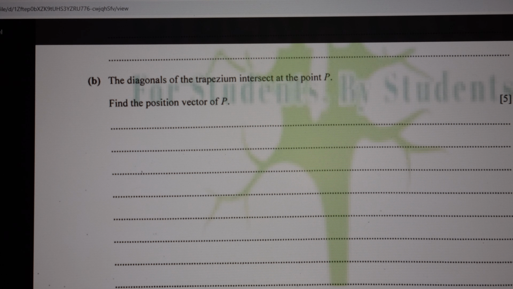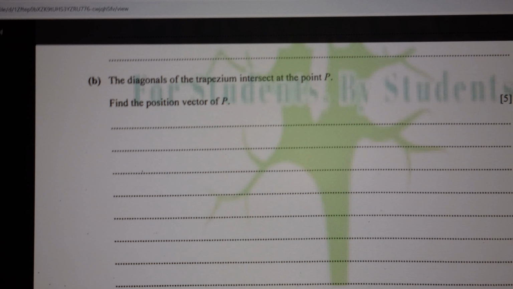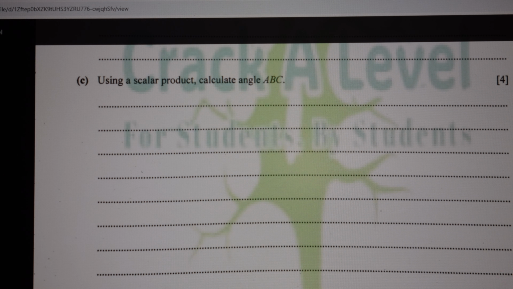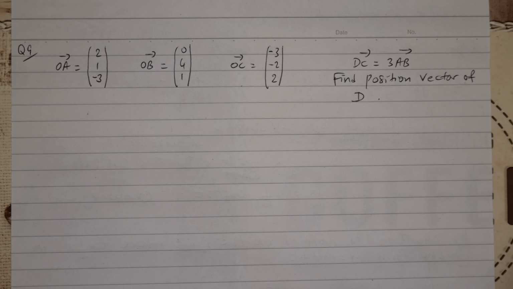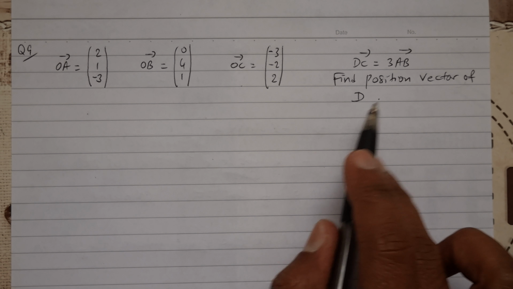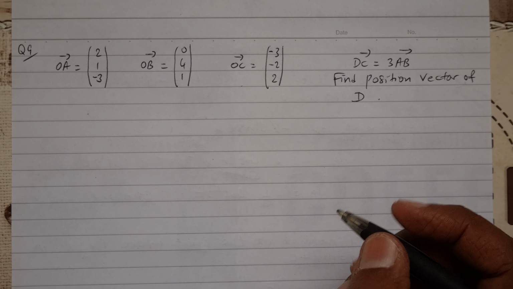Part B, the diagonals of the trapezium intersect at the point P. Find the position vector of P. Part C, use a scalar product. Calculate angle ABC. Okay, for question number 9, we need to find the position vector of D given those vectors.